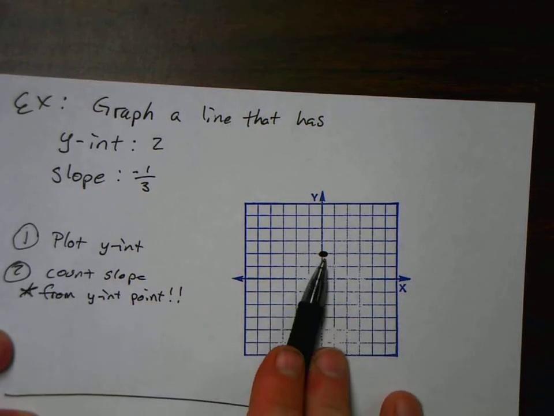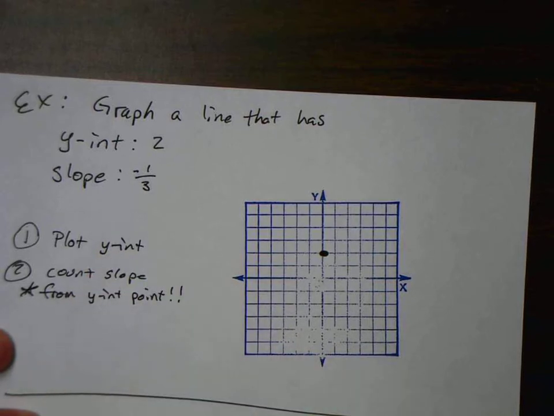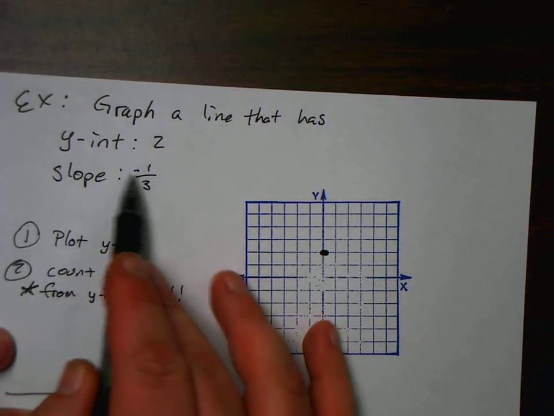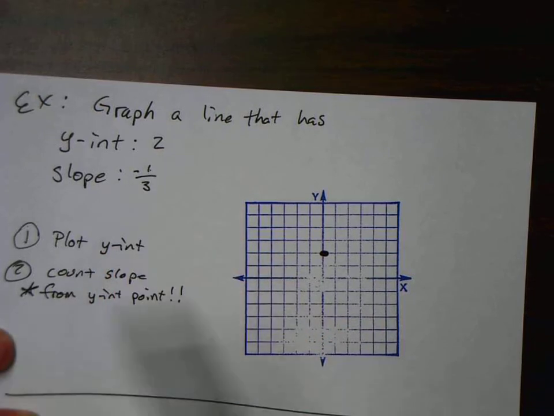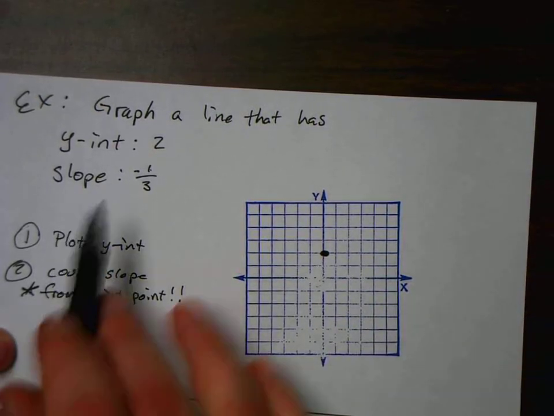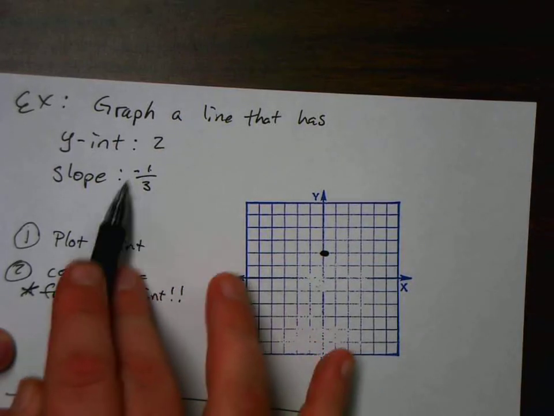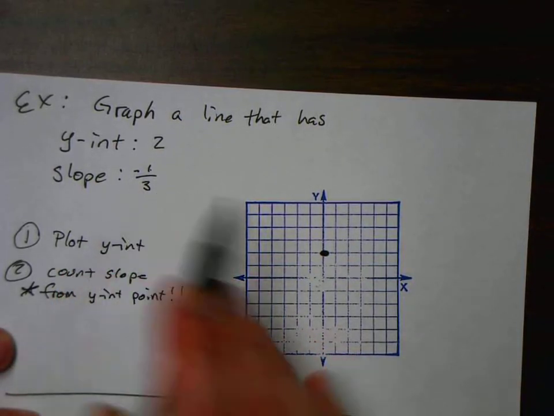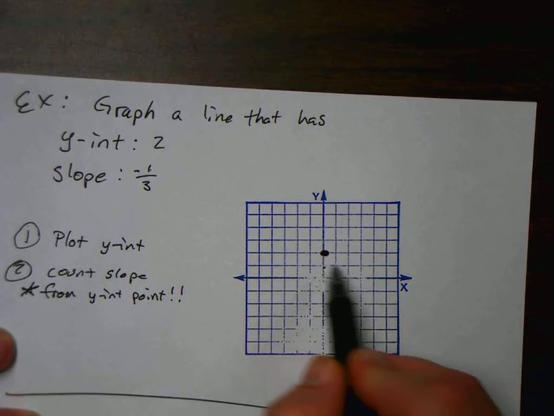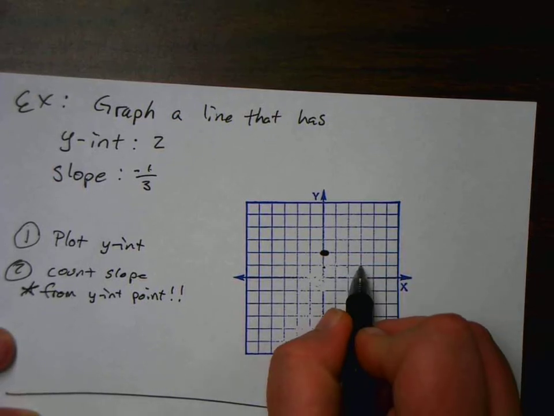All right, so here's my y-intercept. I'm going to count my slope. Again, rise with the sign and run to the right. Well, here my sign is negative. So -1, is that going to go up or is it going to go down? Well, negative implies that I'm going to go down. So I'm going to go down 1, and I always run to the right. So I'm going to run to the right 3 units. So I'm going to go down 1 and run to the right 3 units. And here I am.